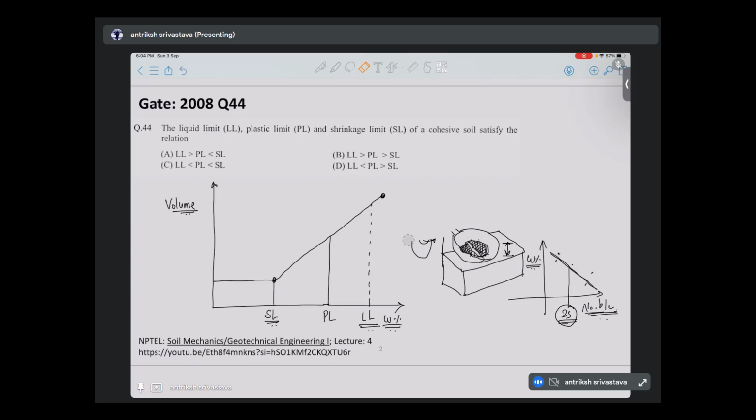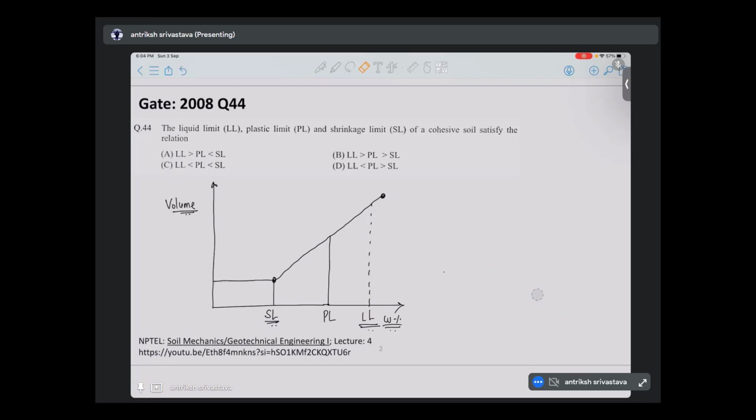Now what about plastic limit? Plastic limit is actually very difficult to find. Even in my final year BTech, I worked on a project to find out whether we can use the fall cone method, which is also used to determine the liquid limit, to get the plastic limit, but it doesn't work all the time.